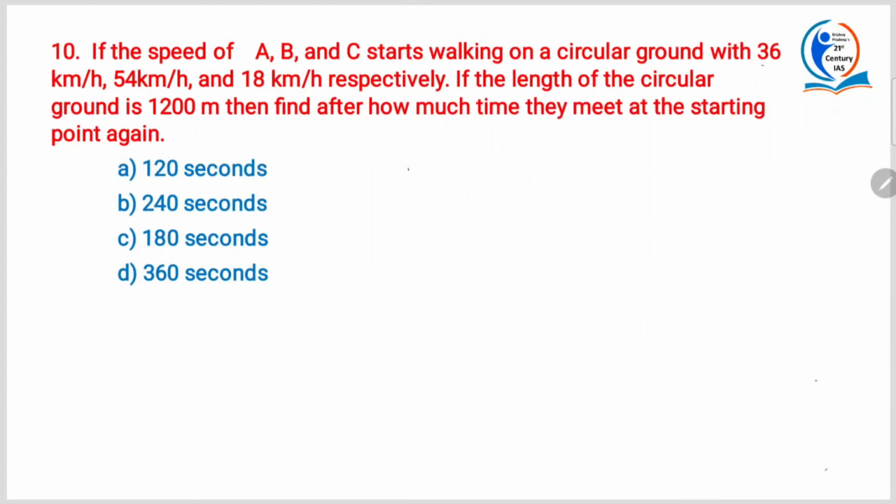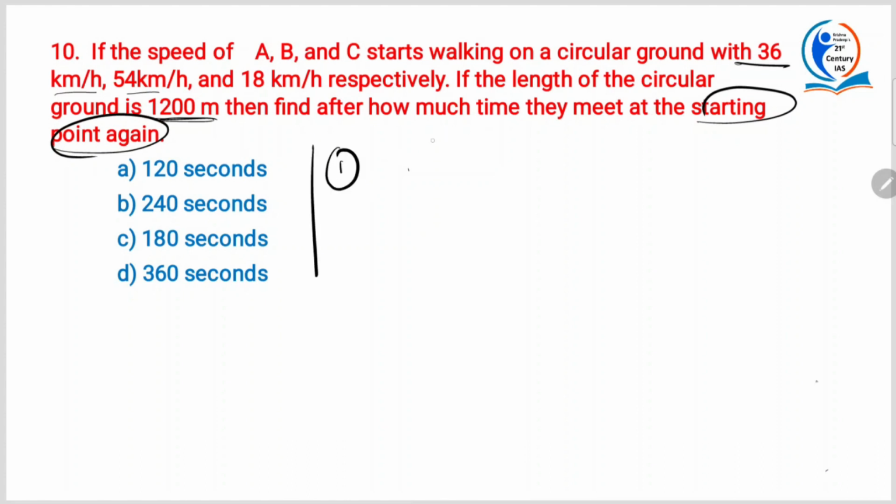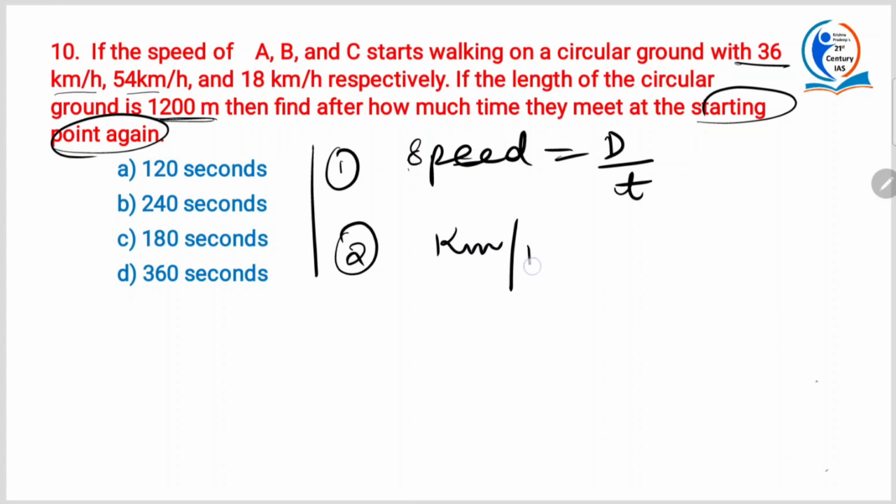Okay, now next question. A, B, C start walking on a circular ground with speeds of 36 km per hour, 54 km per hour, 18 km per hour respectively. If the length of the circular ground is 1200 meters, then after how much time will they meet at the starting point again? Okay, you have to understand two basics here. One, speed is equal to distance travelled by time taken, and second thing is conversion of kilometer per hour into meter per second. I mean in meter per second, it is 5 by 18.